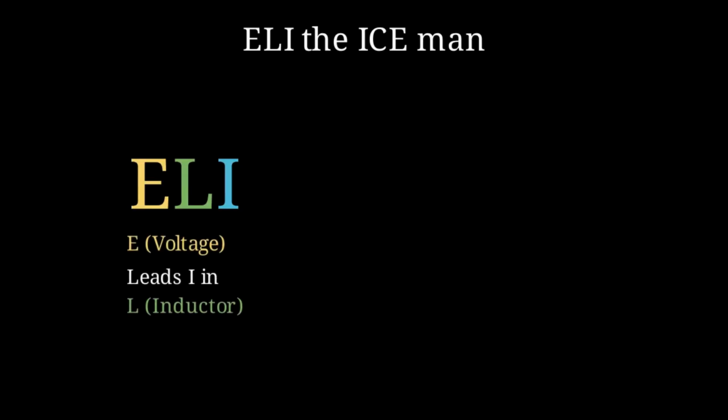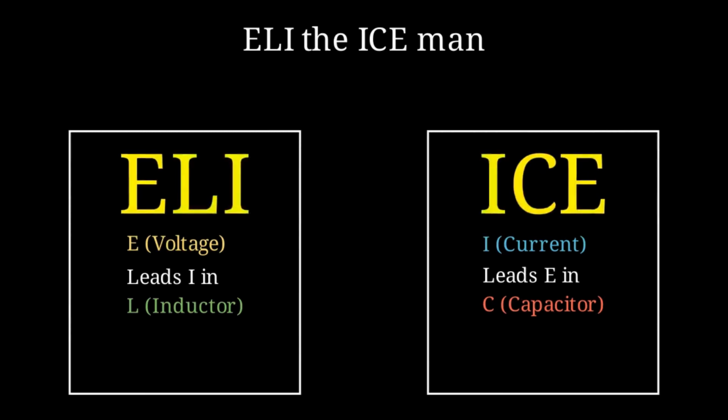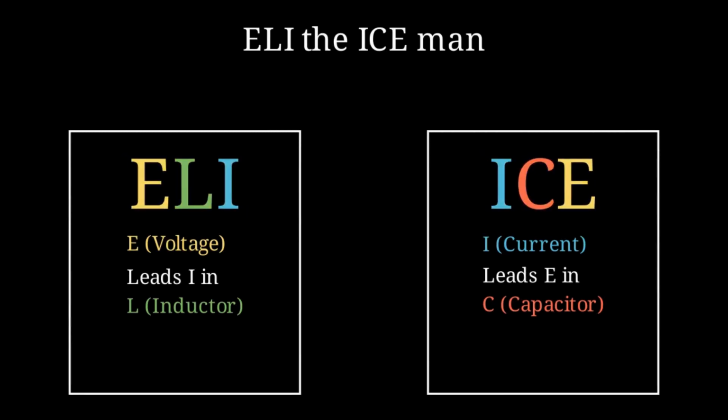A great way to remember these phase relationships is the mnemonic ELI, the ICE man. ELI tells us that voltage, E, leads current, I, in an inductor, L. ICE tells us that current, I, leads voltage, E, in a capacitor, C.